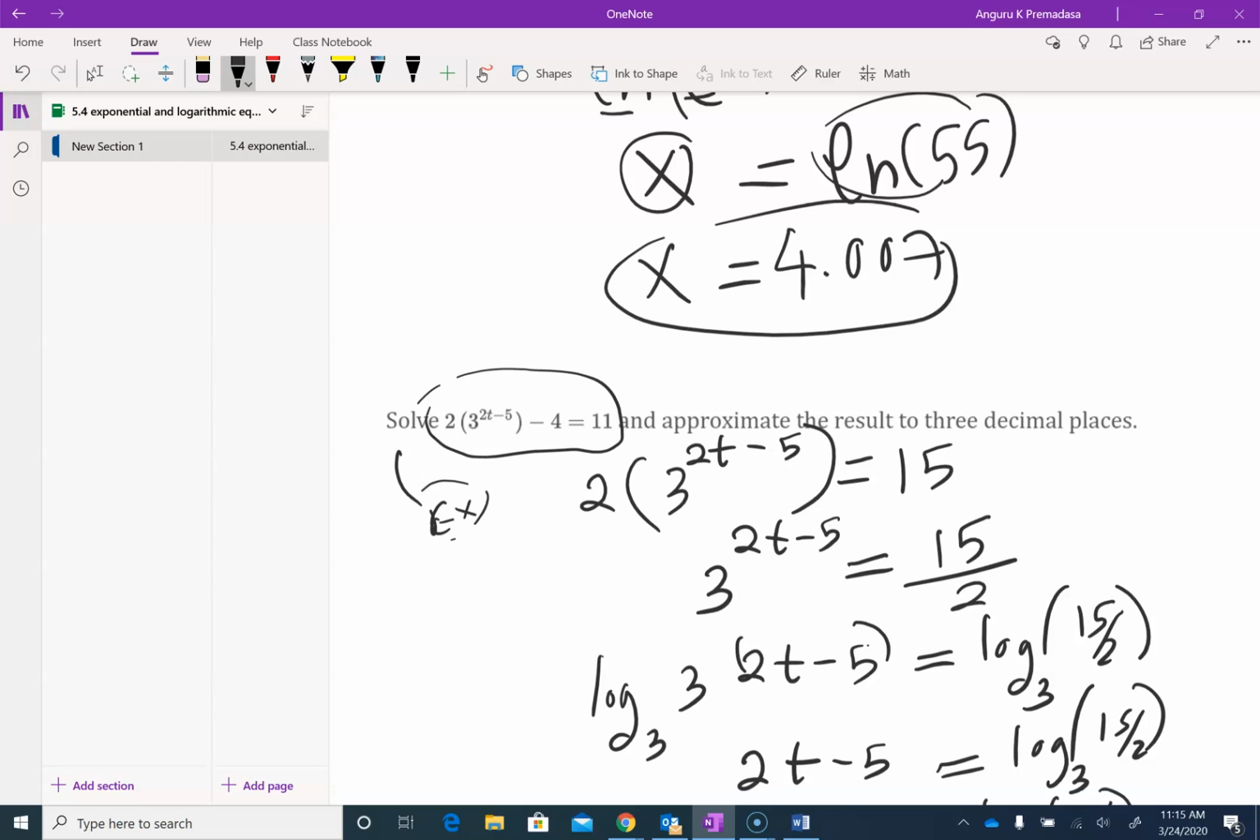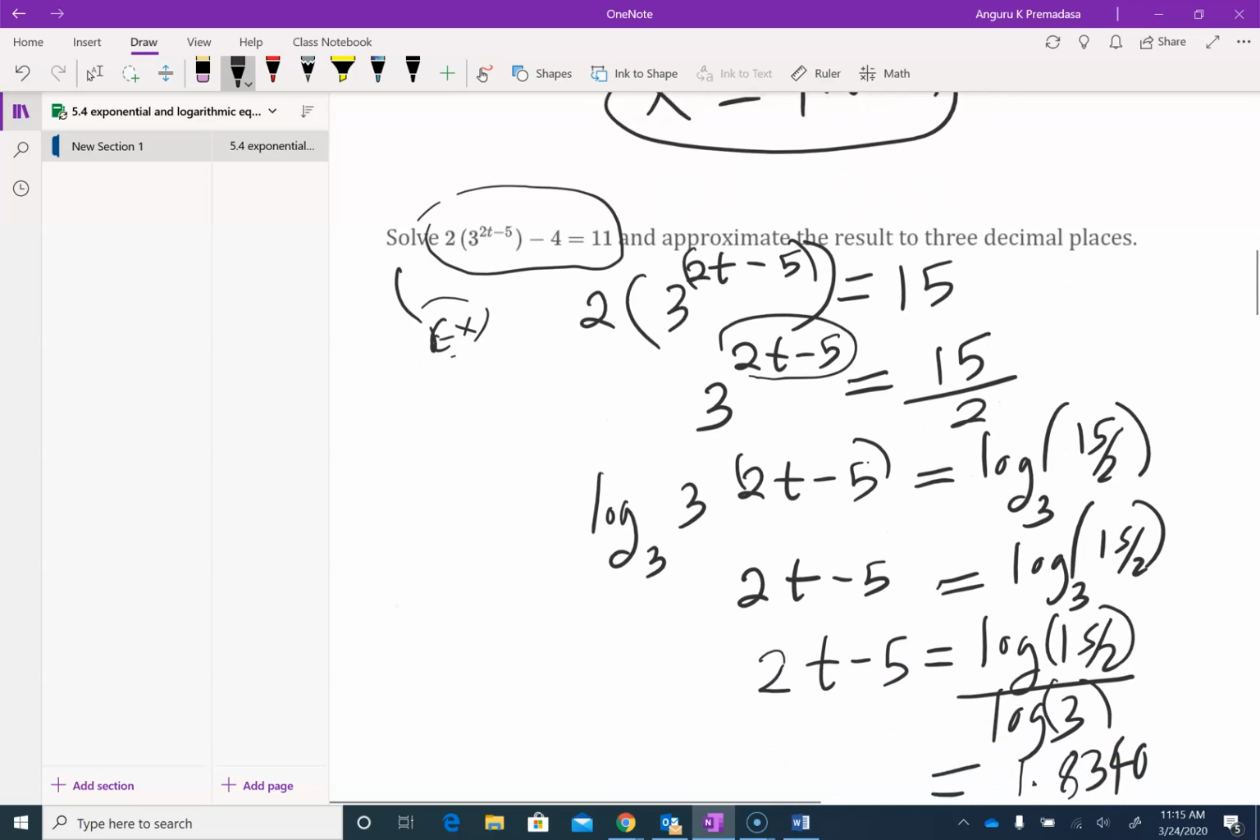Okay, so 2 times 3 to the 2t minus 5 quantity, right, equals 15. First of all, you need to isolate the exponent as usual. In order to do that, you need to get rid of the 2. So you get rid of the 2, and then the 2 comes over to this side as 15 over 2, and then you have 3 to the 2t minus 5. And now you are ready to take the logs.